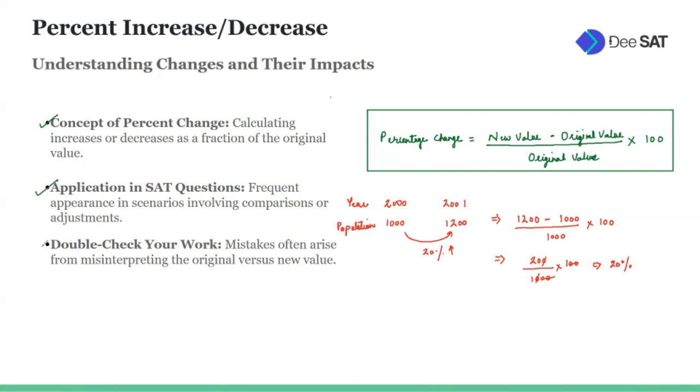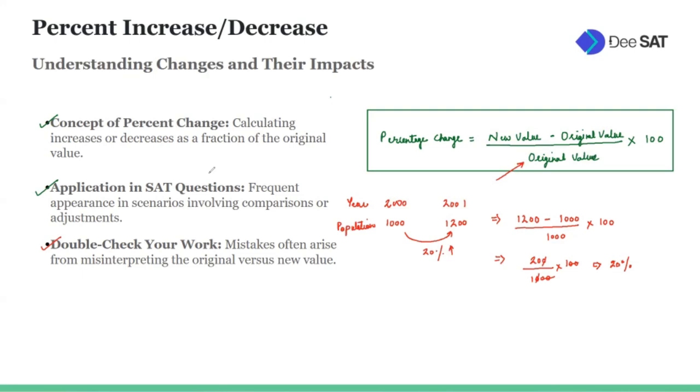Double check your work. A common mistake is misidentifying the original value. Always double check which value is being compared. So yeah, definitely look for the original value from where the values are being changed. Make sure that value is correct. Understanding percentage change is crucial for solving a variety of problems.